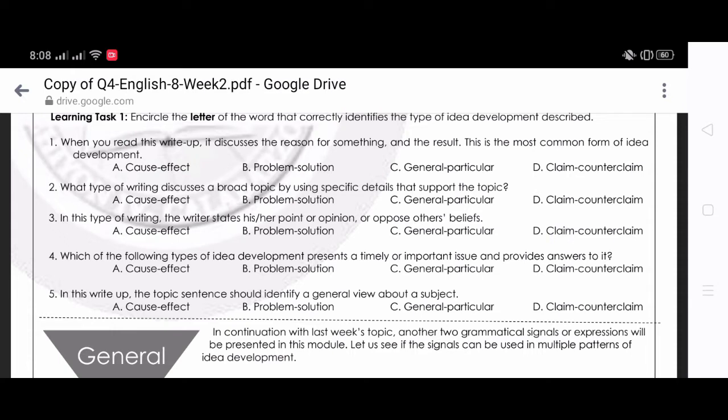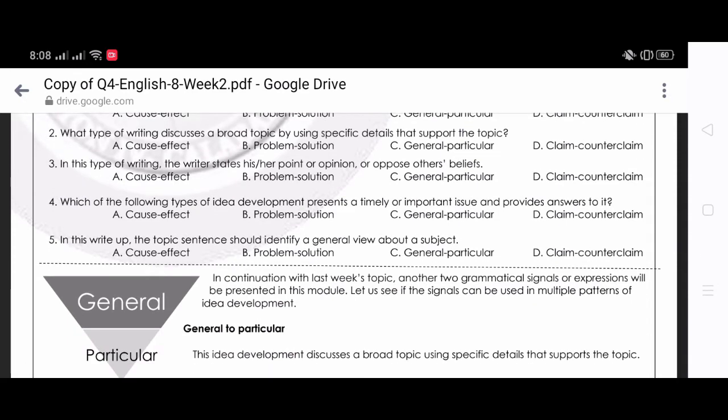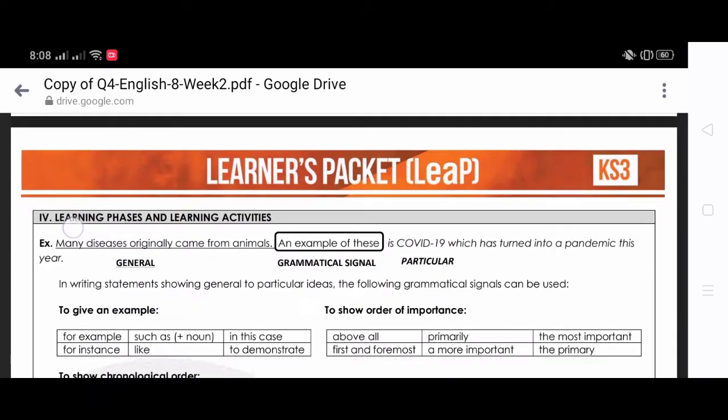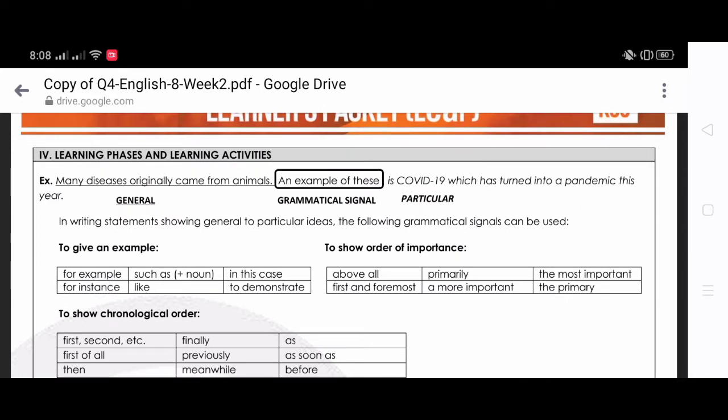Okay? So, I'll leave the 2 remaining numbers for you. Kaya-kaya nyo na yan. Okay? So, ito na nga, general to particular. Pag-usapan na natin. Alright, now.